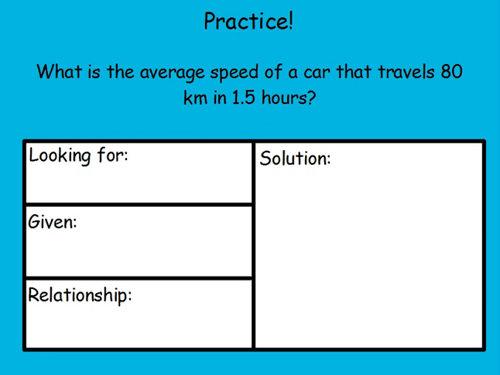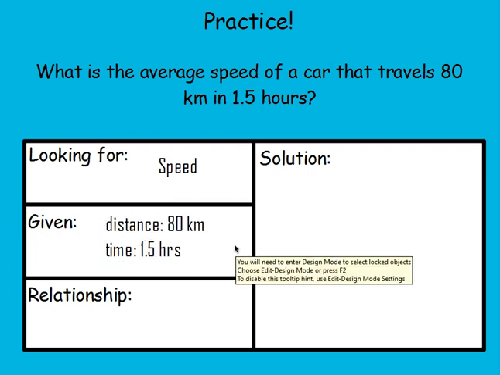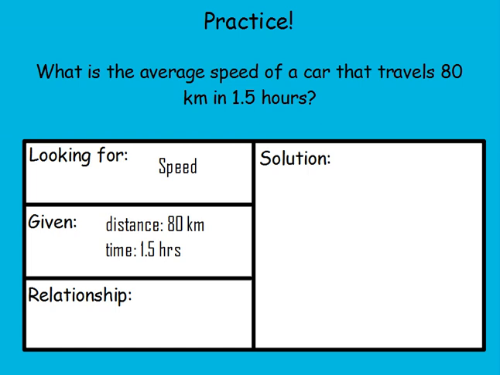What we're looking for is the average speed of this car. What are we given? We're given these two numbers, 80 kilometers and 1.5 hours. So we know that 80 represents our distance and 1.5 hours represents our time. Then we want to know our relationship. That's your equation. So your equation to find speed is speed equals distance divided by time. Now that we have everything that we need, we can solve this problem.